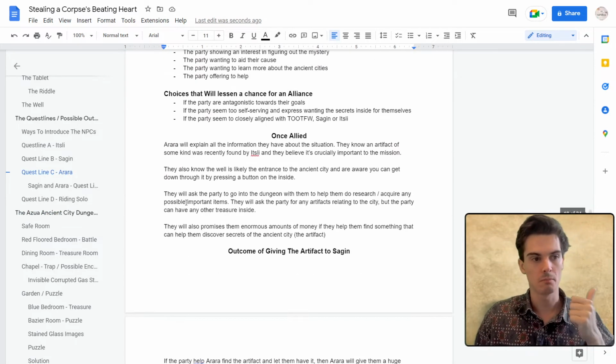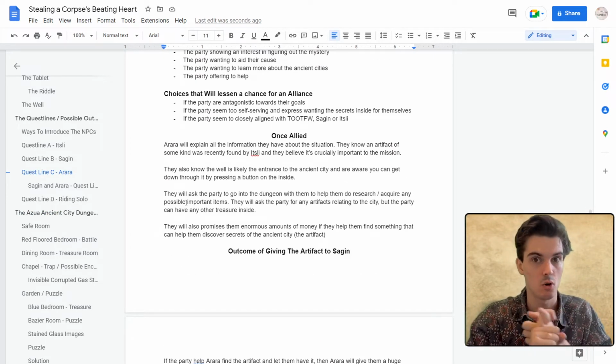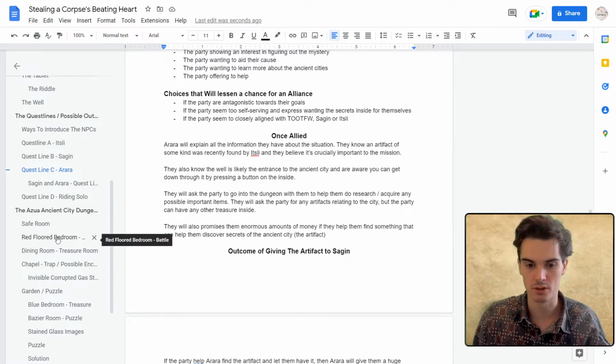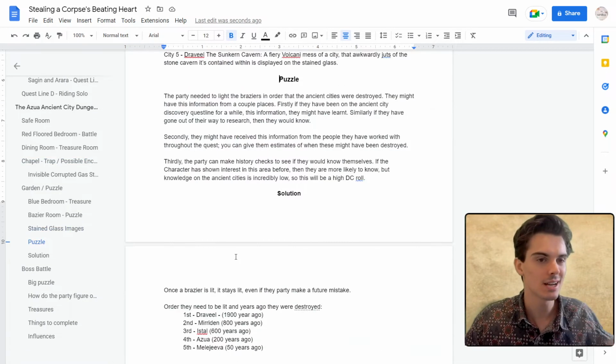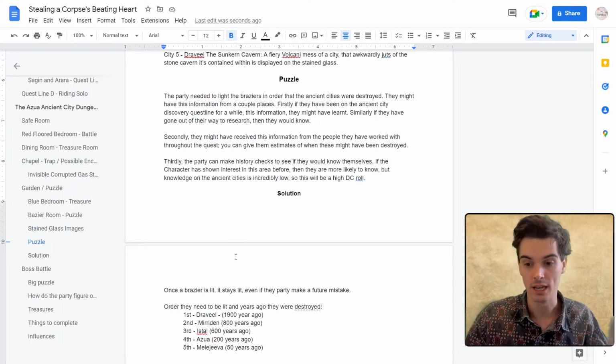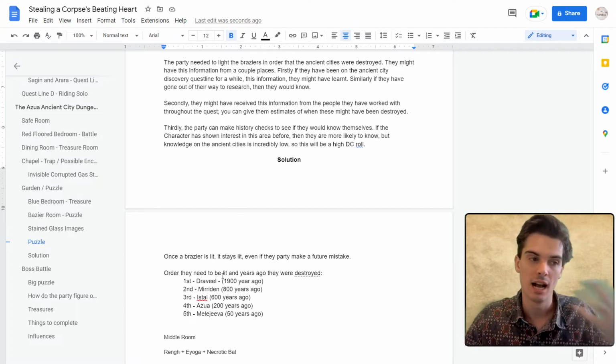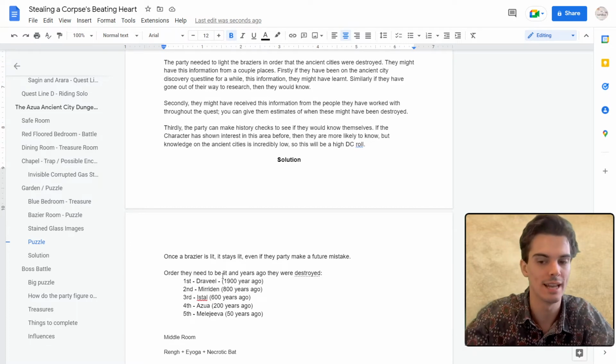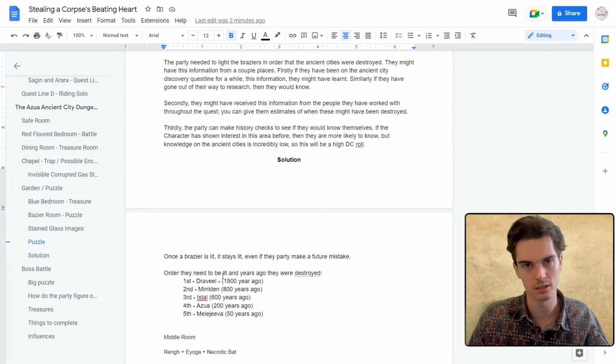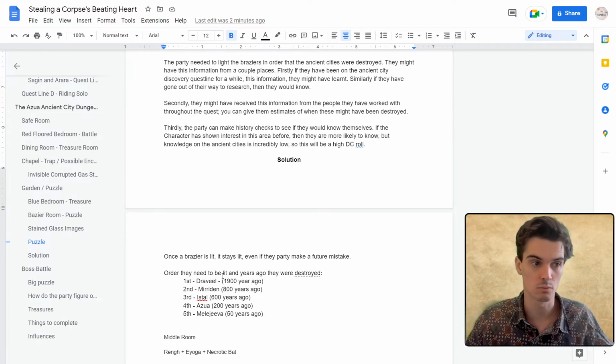So what the tablet needs to do is explain what the solution is, because the big difficulty with the puzzle is that they don't actually know what they're meant to do. Even if they have this information, how are they supposed to know that it needs to be lit in the order that they were destroyed? It's very unclear, nothing states it. So the tablet needs to say what the riddle is.